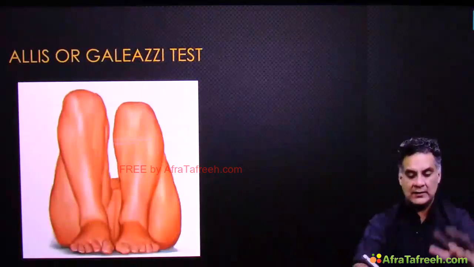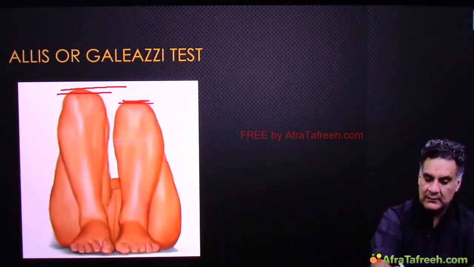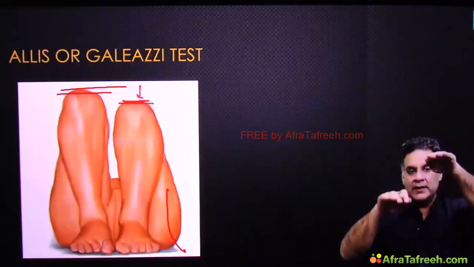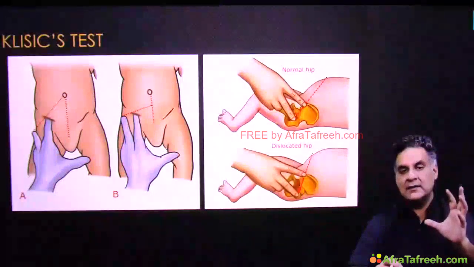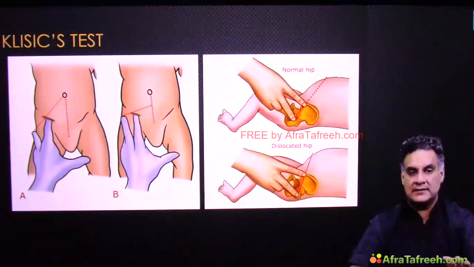If you ask the patient to lie supine, their knees should be at the same level. The side which is dislocated, the knee will be at a lower level, called Allis or Galeazzi test. For bilateral DDH, we have the Klisic test. These are the clinical tests.